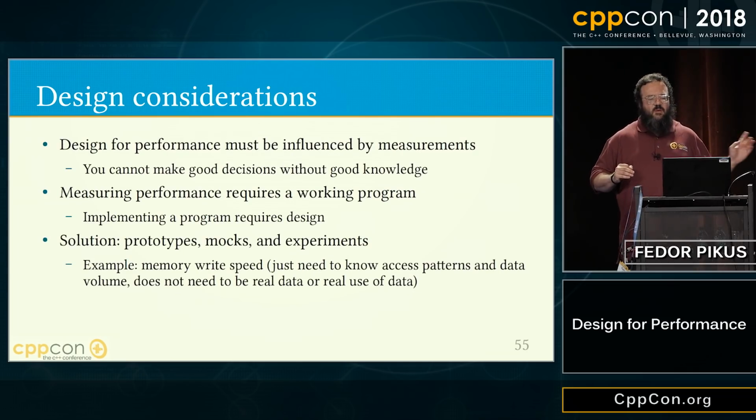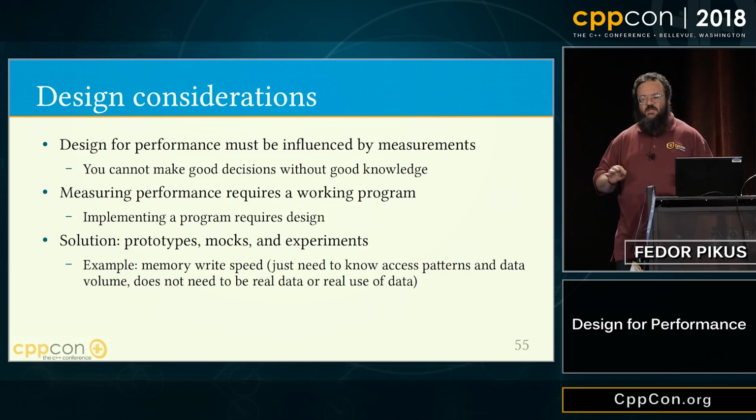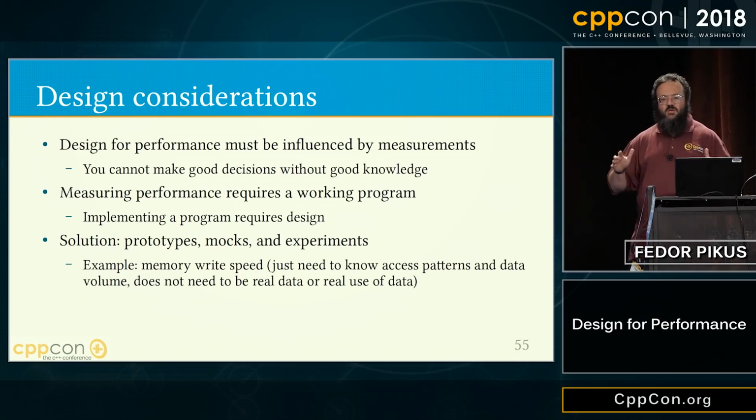All of this has to be influenced by measurements. You can't make good decisions without good knowledge, and the good knowledge has to come from experiment. And measuring requires a working program. So how do you have a program to measure before you designed it? The answer is, design for performance may be unique in this way: you have to have prototypes, mocks, simulation pieces. You have to somehow estimate the rough idea of what it's going to cost you, maybe the lower bound, of the operations that you want to do on the data organization that you're contemplating. You have to measure it and put it into your consideration.